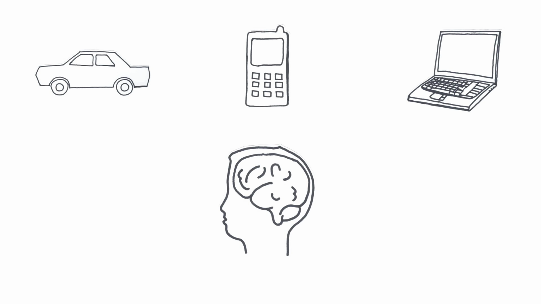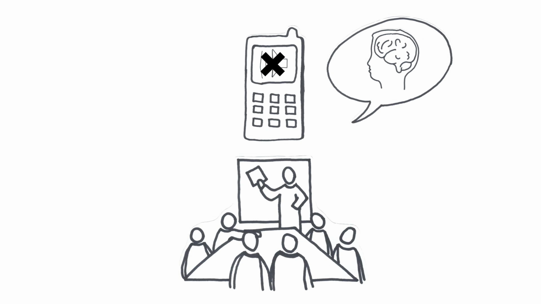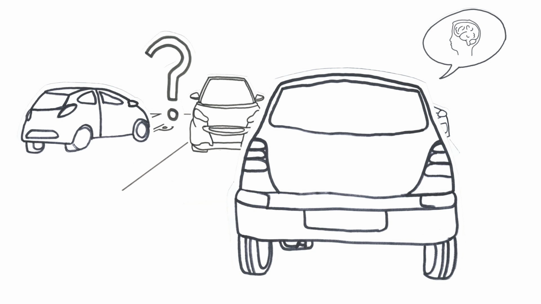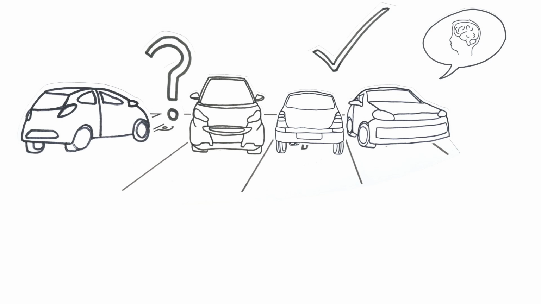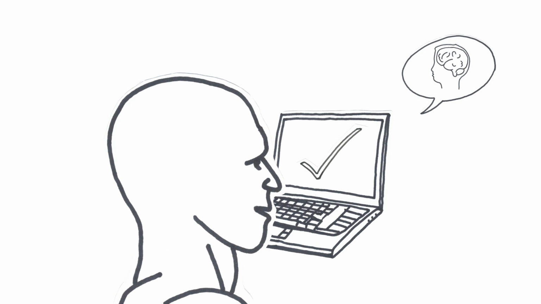But wouldn't it be great if these products could really know what we want to do? A phone that knows you're in a meeting and silences itself. A car that helps you look for a big enough parking spot. A computer that knows exactly what you want to do and helps you to do just that.